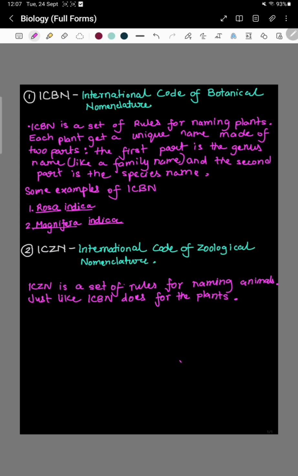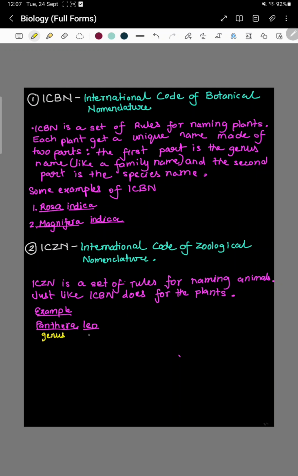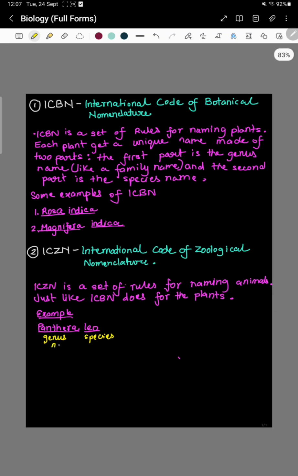The names usually have two parts. The first is the genus and the second is the species. Example: Panthera leo. Panthera is the genus and leo is the species. Got it? Panthera is the genus name and leo is the species name.